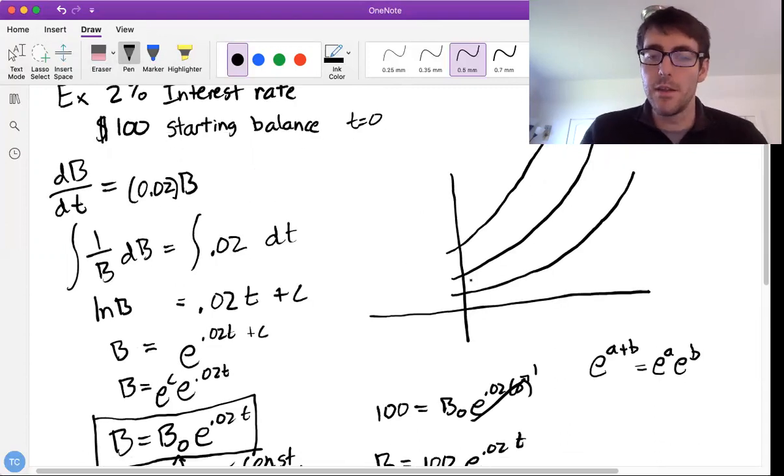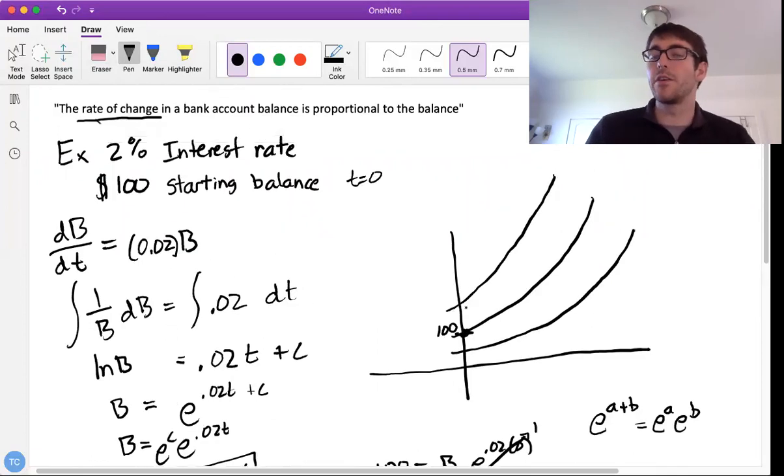So maybe this function was the particular exponential function that talks about our bank account that starts with $100.